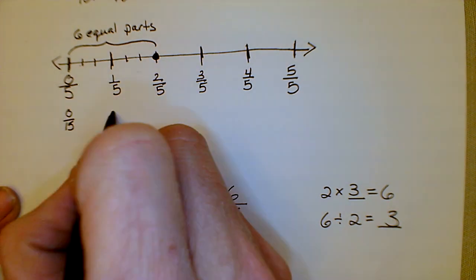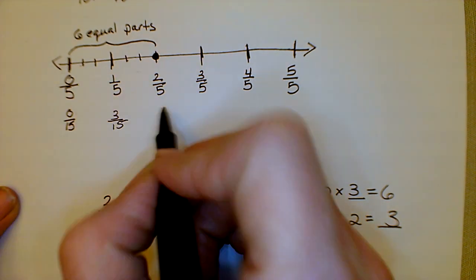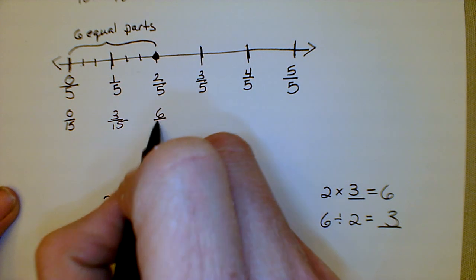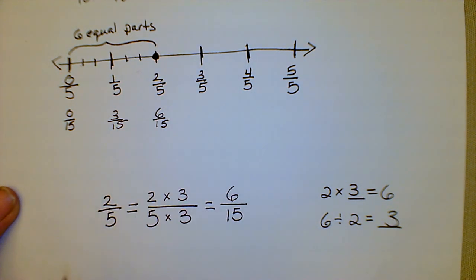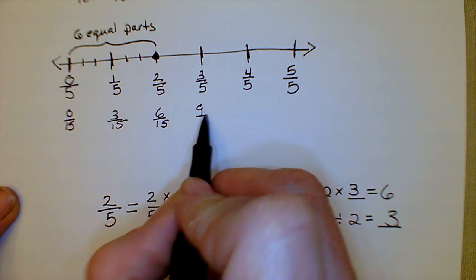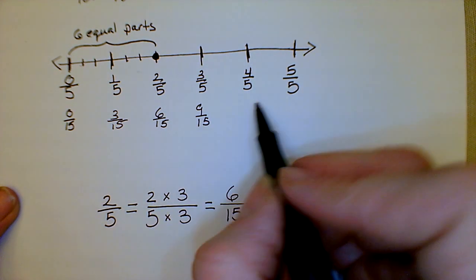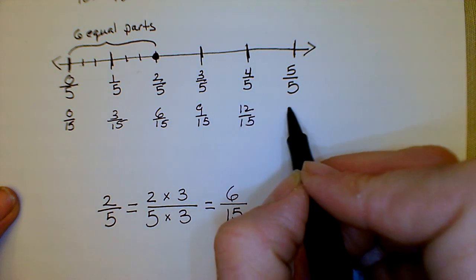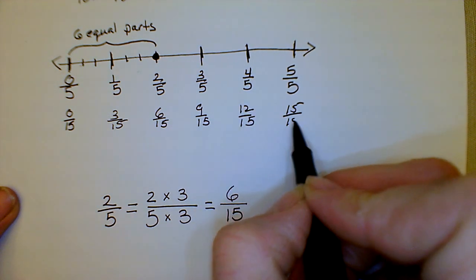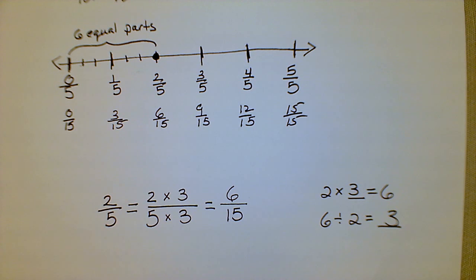So here I have 0 out of 15. Here I have 3 out of 15. Here I have 6/15. So now we know that 6/15 is equivalent to 2/5, which we know from here. Then I have 9/15. Then I have 12/15. I'm getting nervous. I want to make sure I do this right. And then I have 15/15.